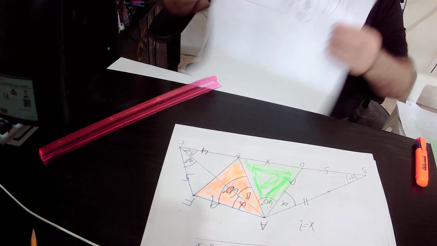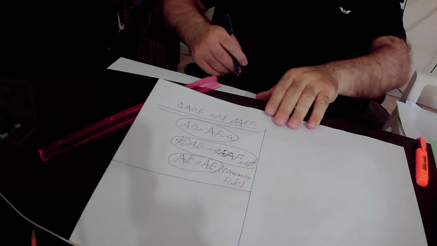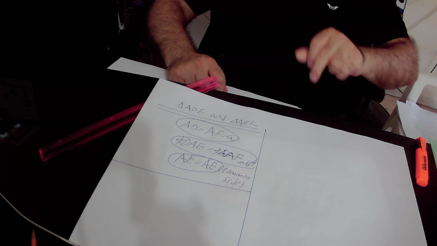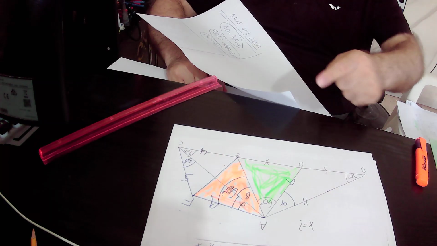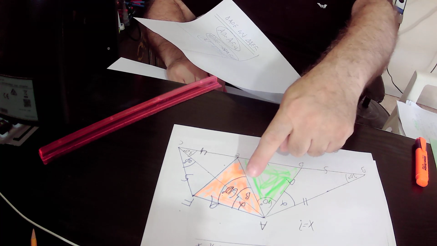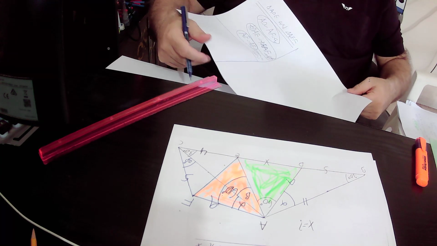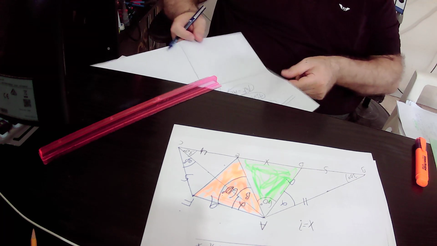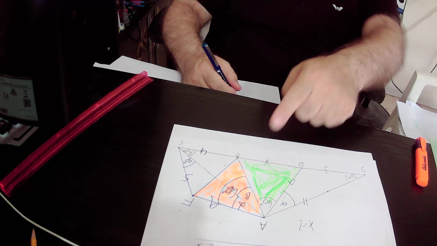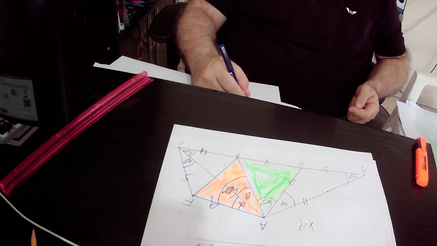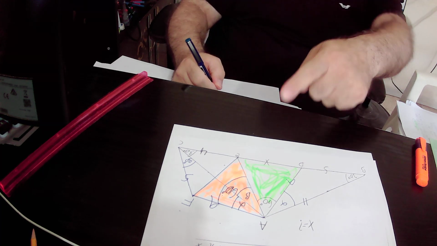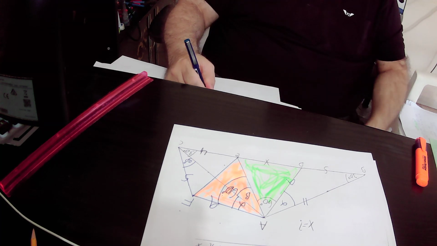I repeat again. Side AE equals side AE is a common side that belongs to both triangles. So you can see side AE belongs to the green triangle and side AE also belongs to the orange triangle. So actually we proved that the green triangle, triangle ADE, is congruent to the orange triangle, triangle EAF.